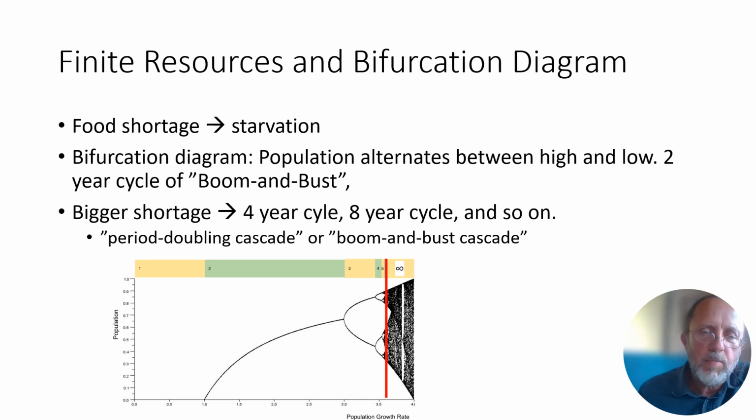So on a finite planet, you get food shortages, and when you get food shortages, you get starvation. And mathematically, this can be shown on the diagram at the bottom of the page, which is called a bifurcation diagram.